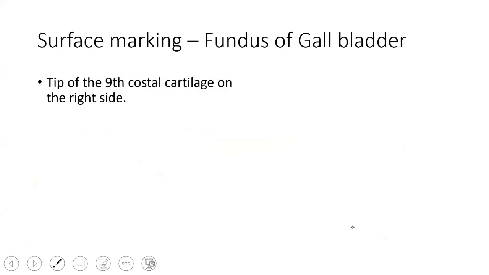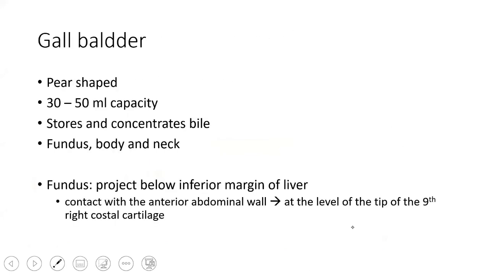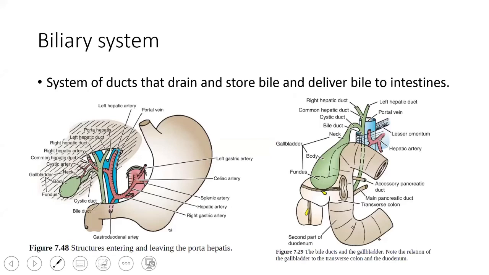So here you have the gallbladder. It's a pear-shaped organ, and it has a capacity of 30 to 50 milliliters. It stores and concentrates bile, and it can be divided into three parts: the fundus, body, and the neck. So this is the fundus, this is the body, and this is the neck. The neck gradually turns into the cystic duct.